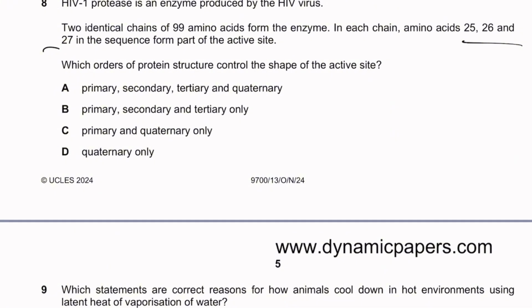Obviously, since it says it's an enzyme, we know the enzyme has tertiary structure. So it could be primary, secondary, tertiary. He didn't mention anything. Oh yes, he also mentioned two identical chains, so yes, also quaternary. So I would have to say primary, secondary, tertiary, and quaternary. You can't really eliminate secondary because you don't really know if it's there or not.